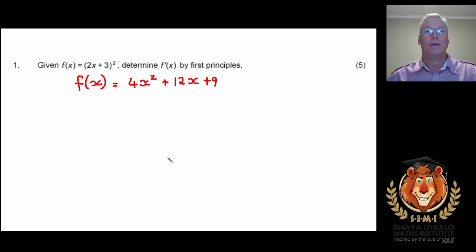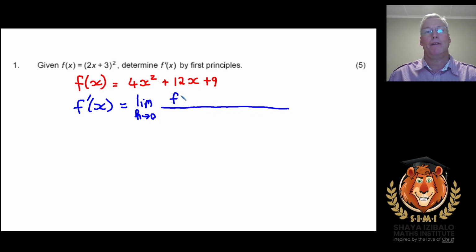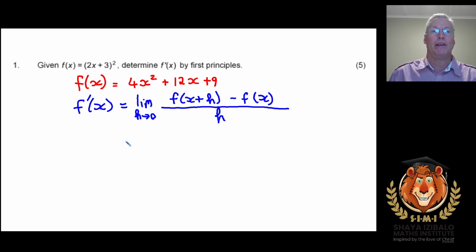Okay, so I'm going to start by just writing down the formula that we actually get provided. It's f dash of x equals the limit as h approaches 0 of f of x plus h minus f of x over h. Right, now we're going to tackle this particular problem, and so it's going to be the limit as h approaches 0.